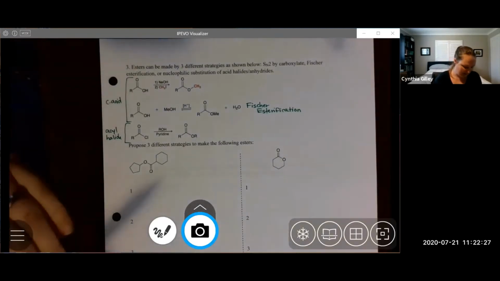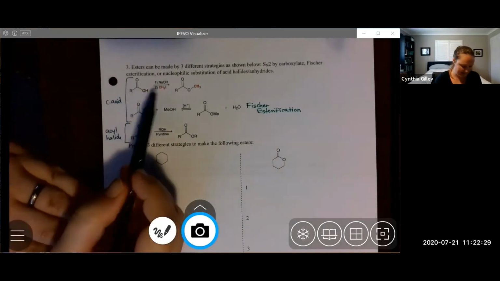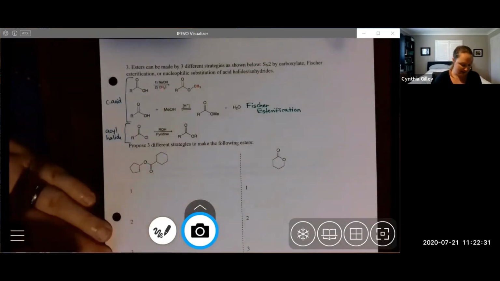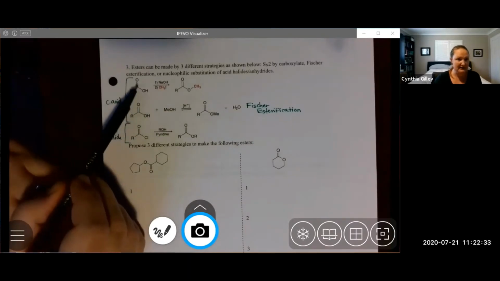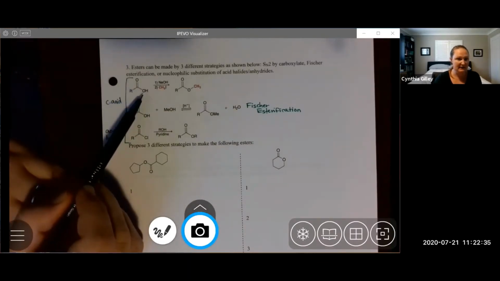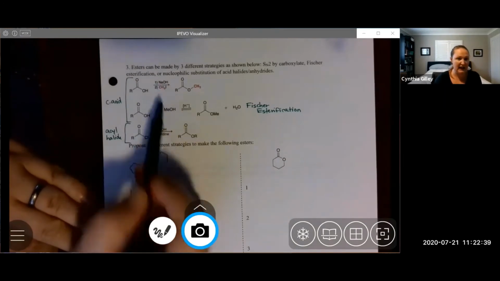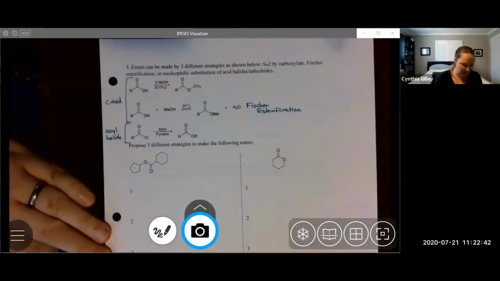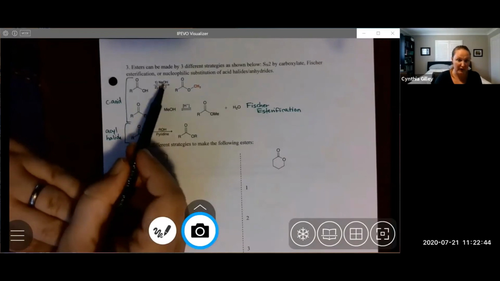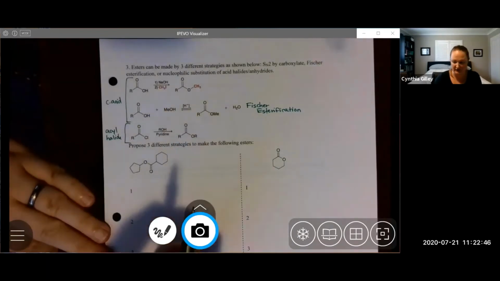And then the other one from a carboxylic acid is to simply use a strong base that will deprotonate the carboxylic acid to make it a carboxylate, which will then undergo an SN2 reaction with an alkyl halide. So this would be most preferably methyl or primary because it's an SN2 reaction.